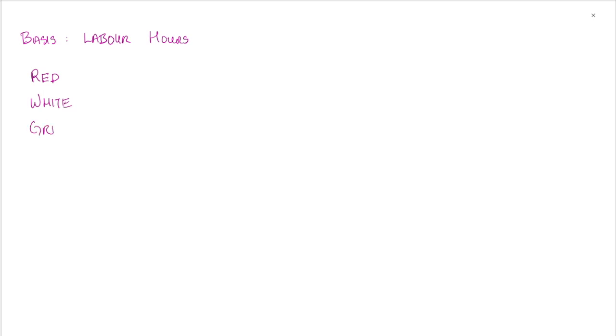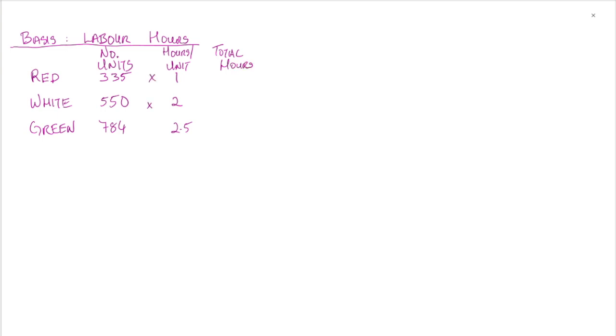And so in order to do this, we're going to lay it out as a table. We have 3 products, red, white, and green. We have a number of units for each one, being 335, 550, and 784 respectively. We also have the number of hours for each unit that's going to apply. And so by multiplying the number of hours by the number of units, we get the total number of hours. Add those up, and that gives us the total amount of our basis for allocation.